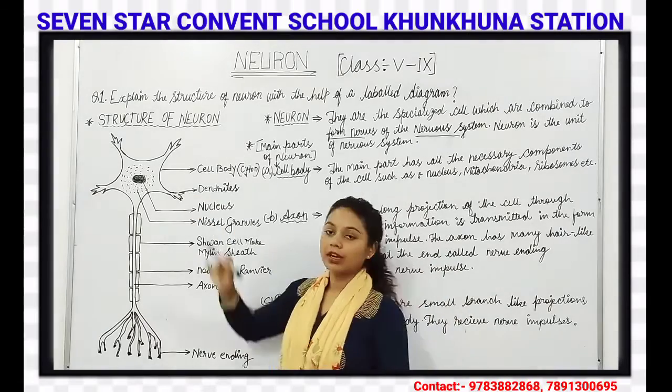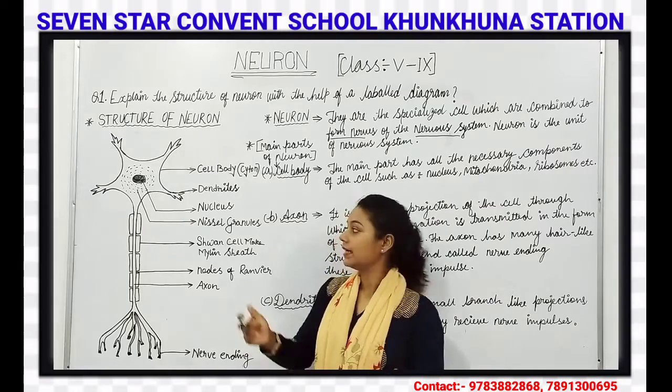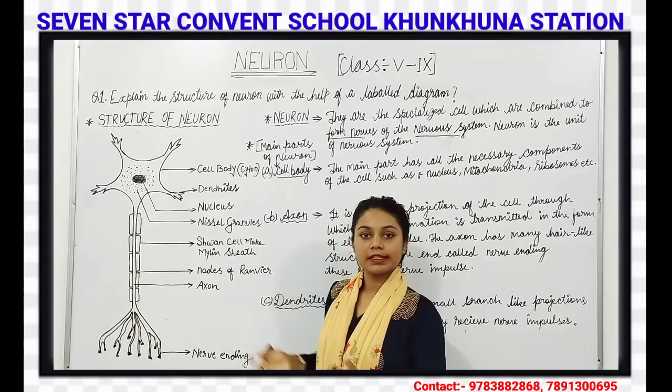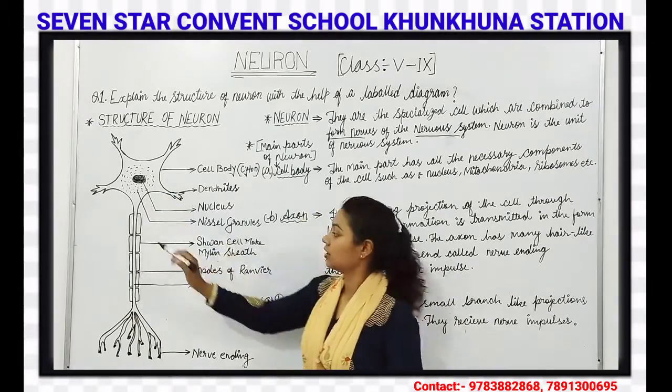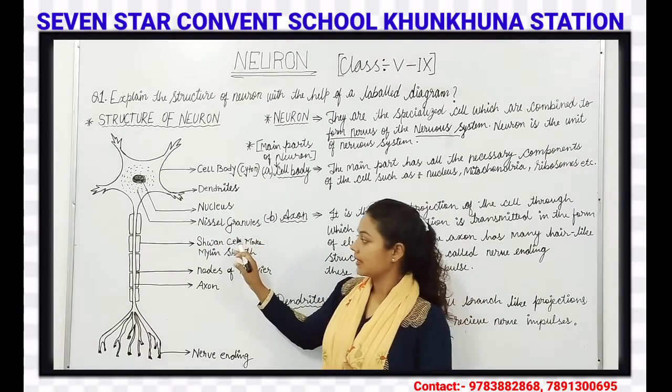In this cell body, mitochondria, ribosomes and the nucleus are present. Here you can see the nucleus also. And the dot structures which you can see are the Nissl granules.